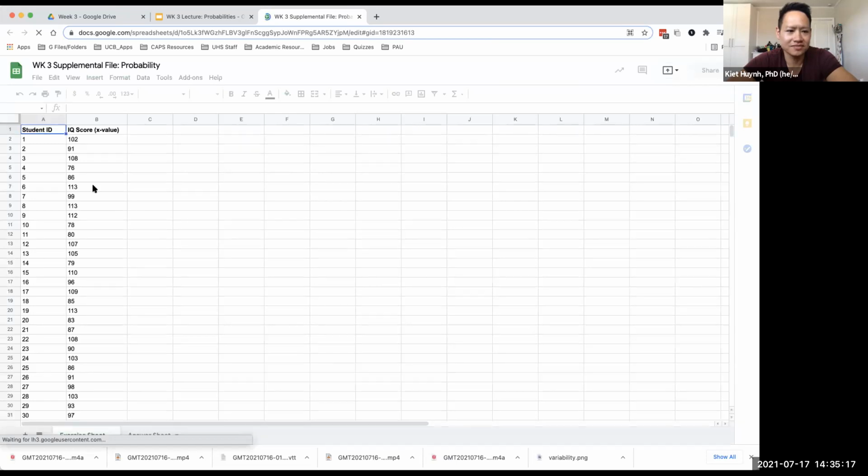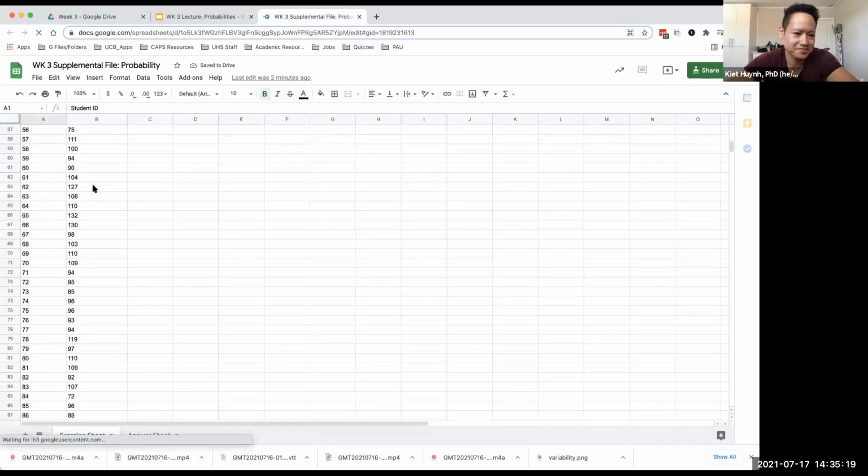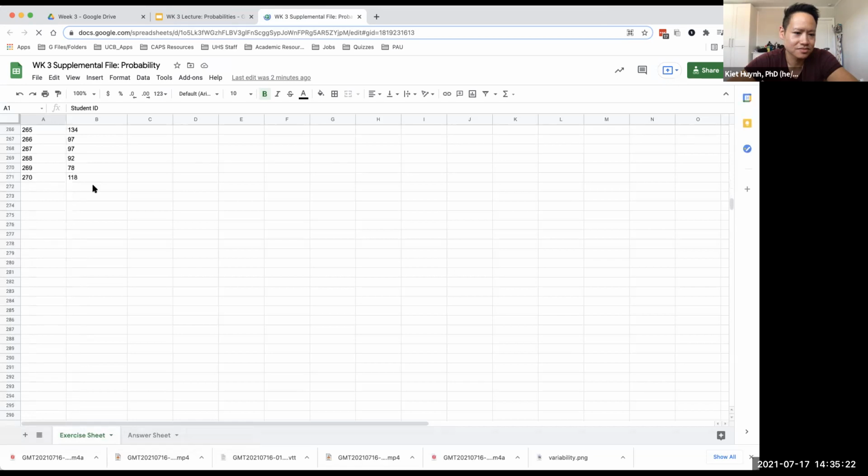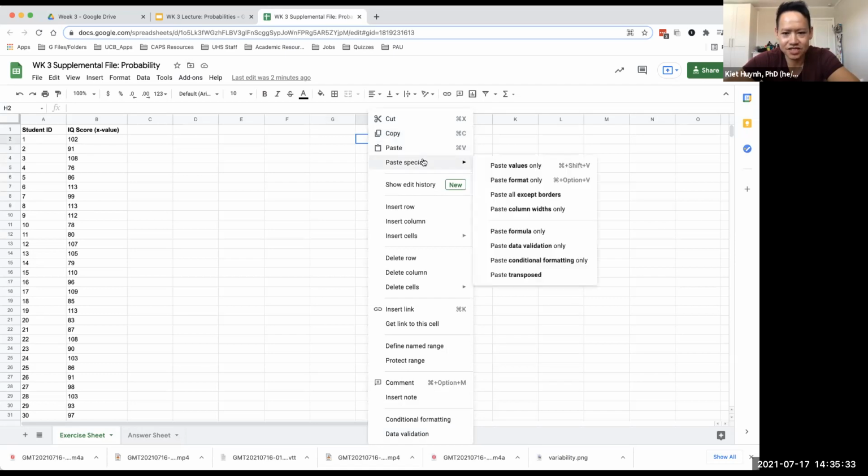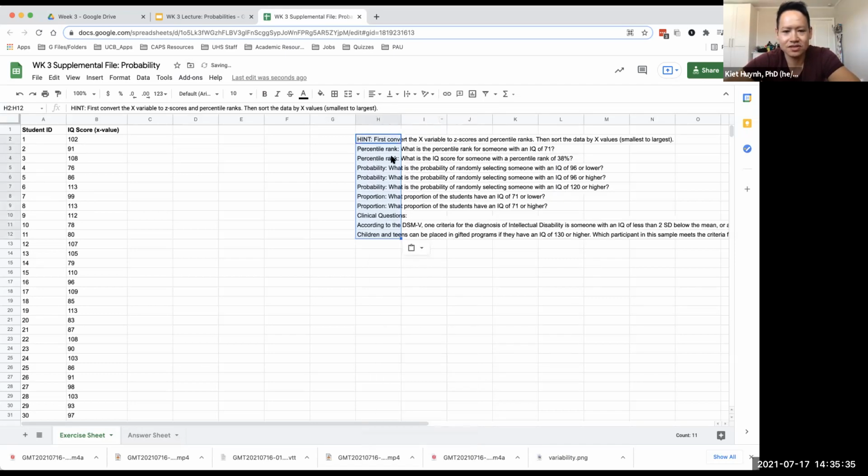So here's the data set. You see here, there's a lot of students. It's 270, and they all have IQ scores here for everybody in the high school. All right, so let's copy and paste the questions here. Paste special, values only. Now you can just put questions here. Move this column wider to try to accommodate everything.